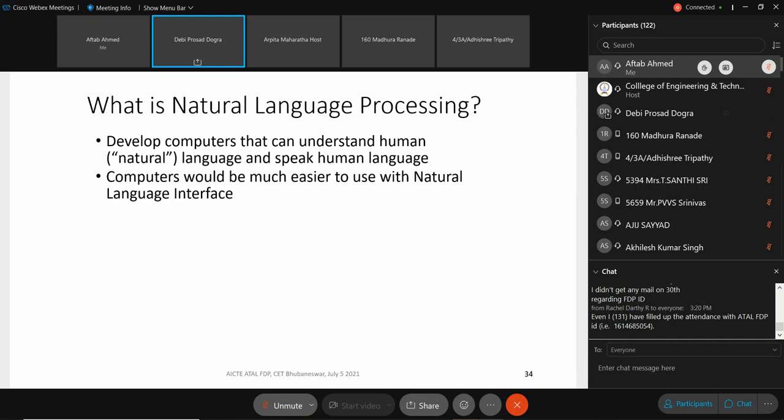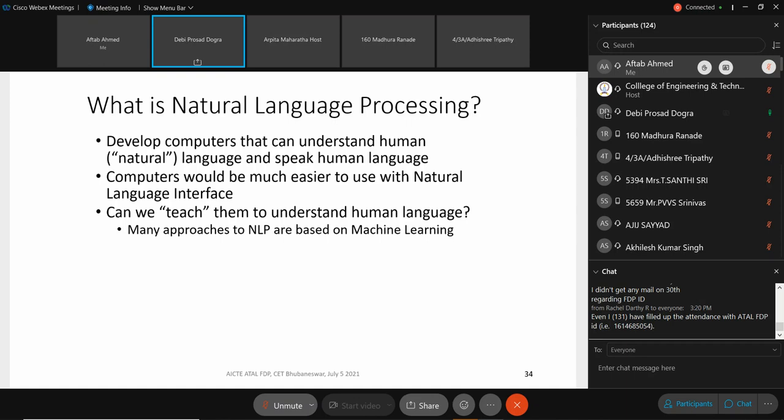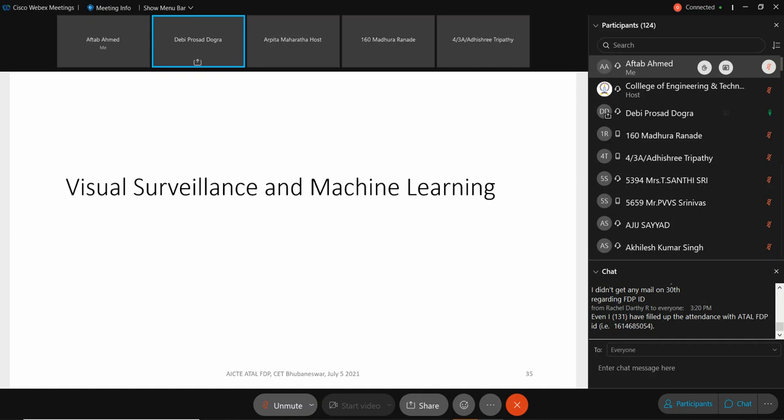If we are able to do it, then computers should be much easier to use. Anyone can use it. If I am able to communicate with the computer in my mother tongue or local language, instead of using a programming language like C or Python, and the computer understands, probably that will be the best day. That's why it has great potential, and many approaches to NLP are particularly based on machine learning. So that's it for the preliminaries of the applications of machine learning.